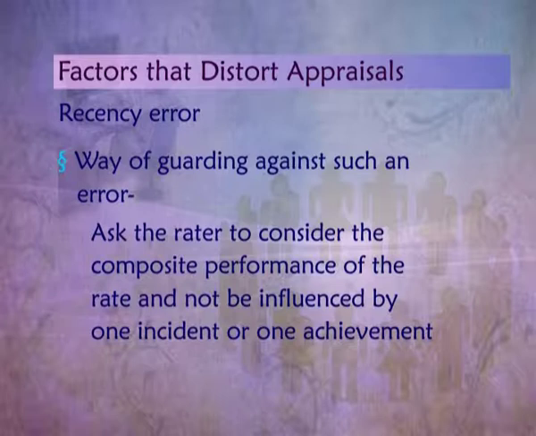We can avoid the recency error by evaluating the employee based on the entire assessment period, commonly 6 to 12 months. Using the critical incident method really helps to recall and assess the entire period more objectively. One way of guarding against such an error is to ask the rater to consider the composite performance of the ratee and not be influenced by one incident or one achievement.